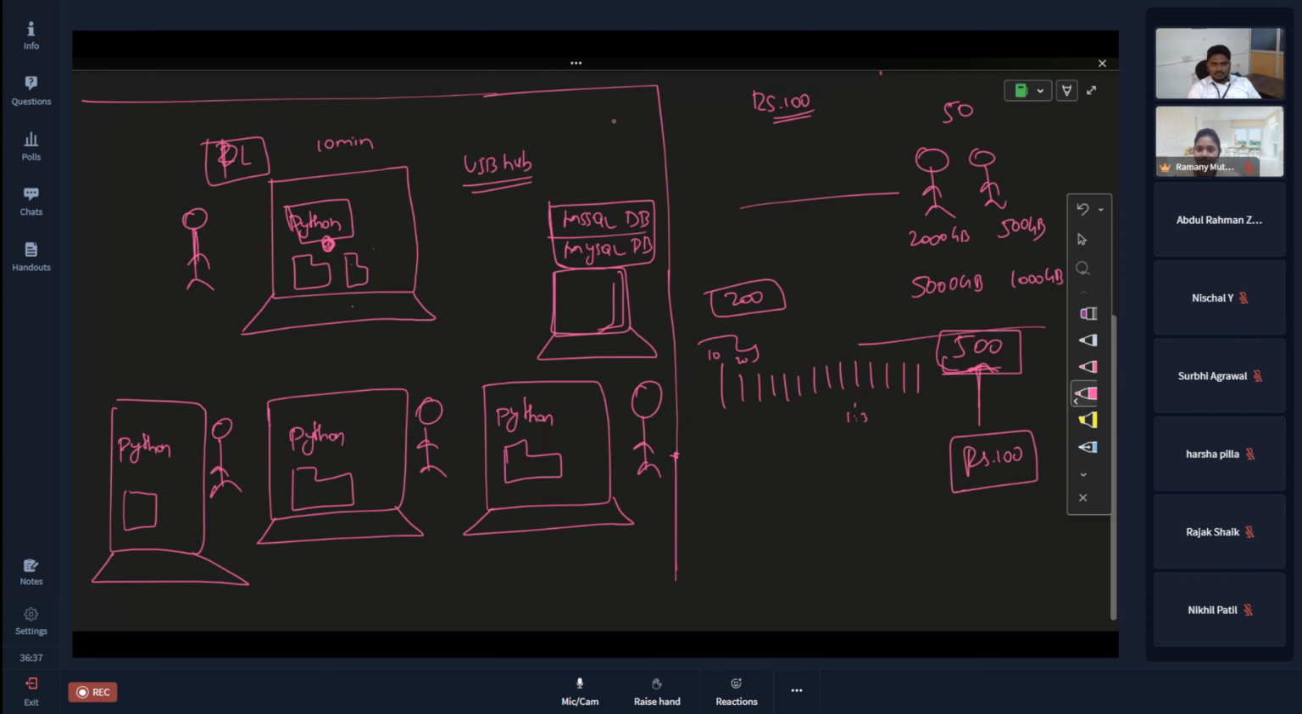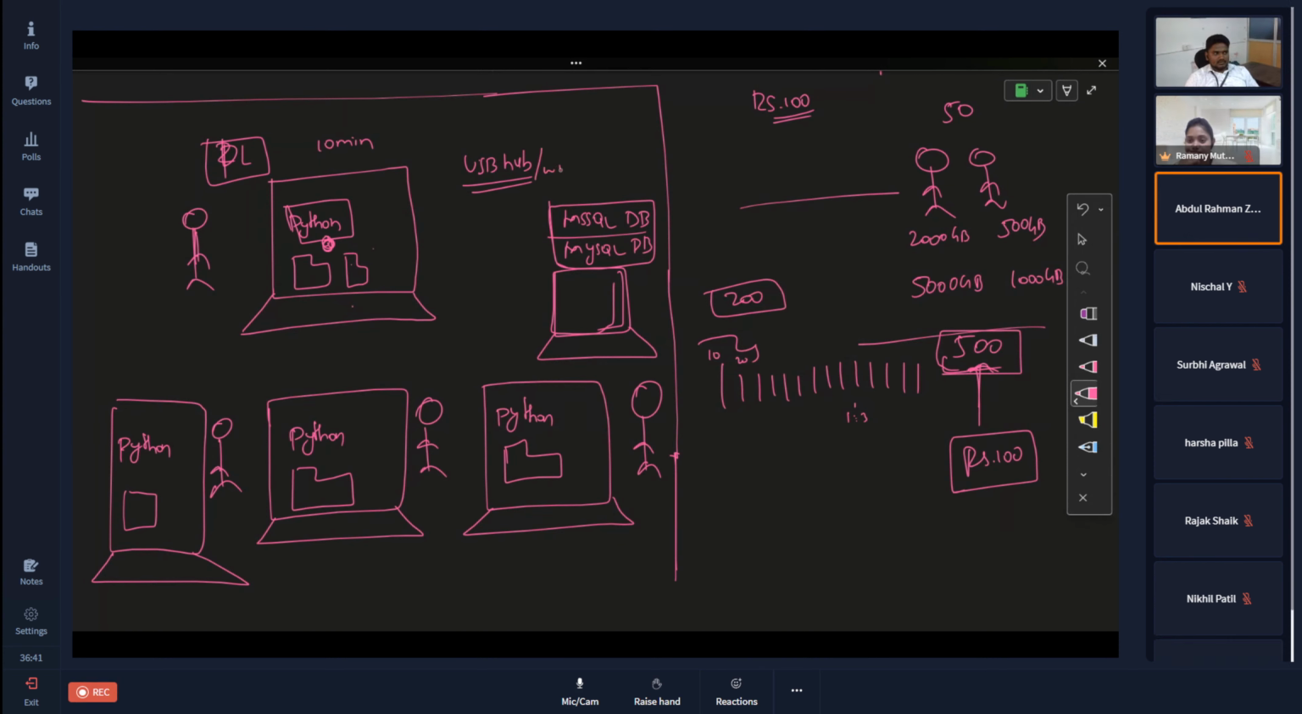USB hub, wire hub. Yeah, wire hub. I mean, before the router, there was a device, right? That device is called a switch. Okay, network switch. So there is something called a network switch.